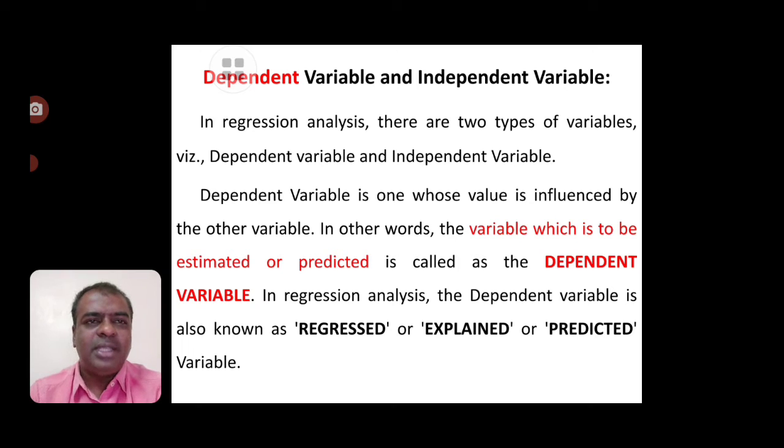In regression analysis, there are two types of variables, namely the dependent variable and the independent variable. Dependent variable is one whose value is influenced by the other variable. I repeat once again, dependent variable is one whose value is influenced by the other variable. In other words, the variable which is to be estimated, or predicted, or found out is called the dependent variable. In regression analysis, the dependent variable is also known as the regressed variable, explained variable, or the predicted variable.